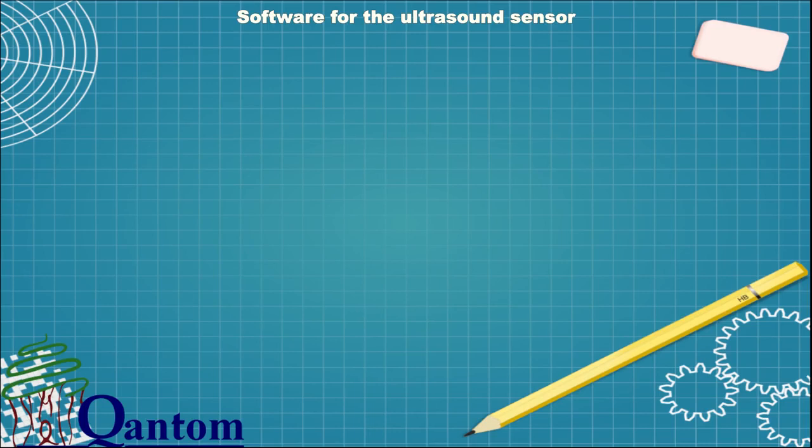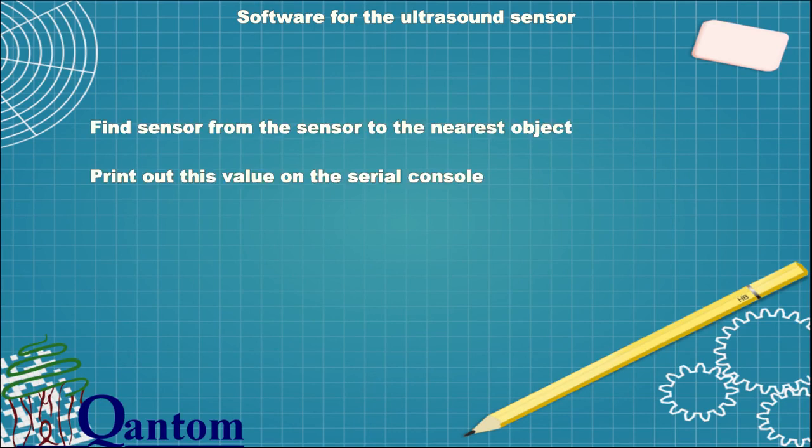Now that we have completed the wiring for the ultrasound sensor, let's write code and check out how it works. Here's what we will do in the code. 1. Find the distance from the sensor to the nearest object. 2. Print out the distance on the serial console. So let's start with the code.